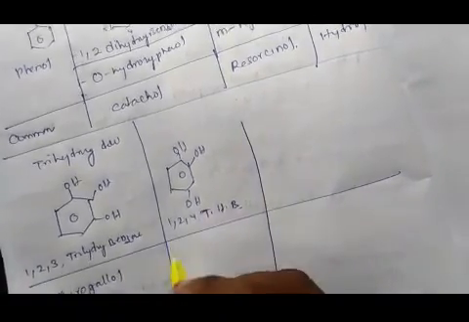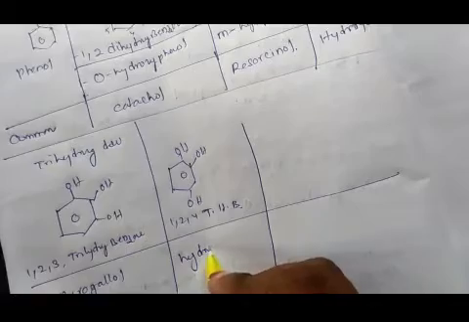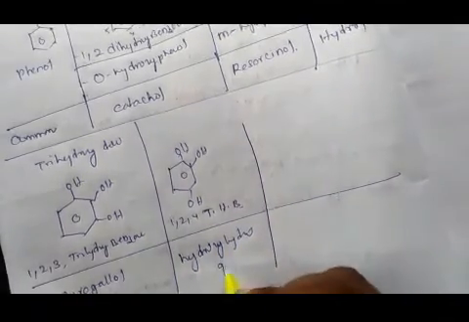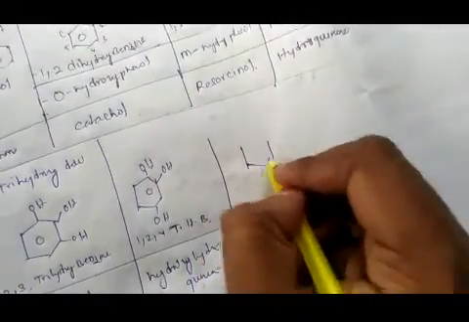I am simply writing in shortcut to save time, but in the exam don't write like this. Write the name in full form: 1,2,4-trihydroxybenzene. To save time I have simply written it here. It is called hydroxyquinone, also called hydroquinone.